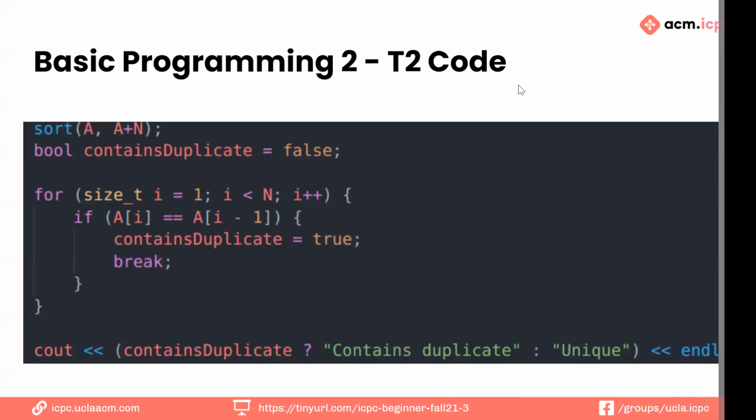And here's the code that implements the solution. You can always come back to it to take a look at it later.